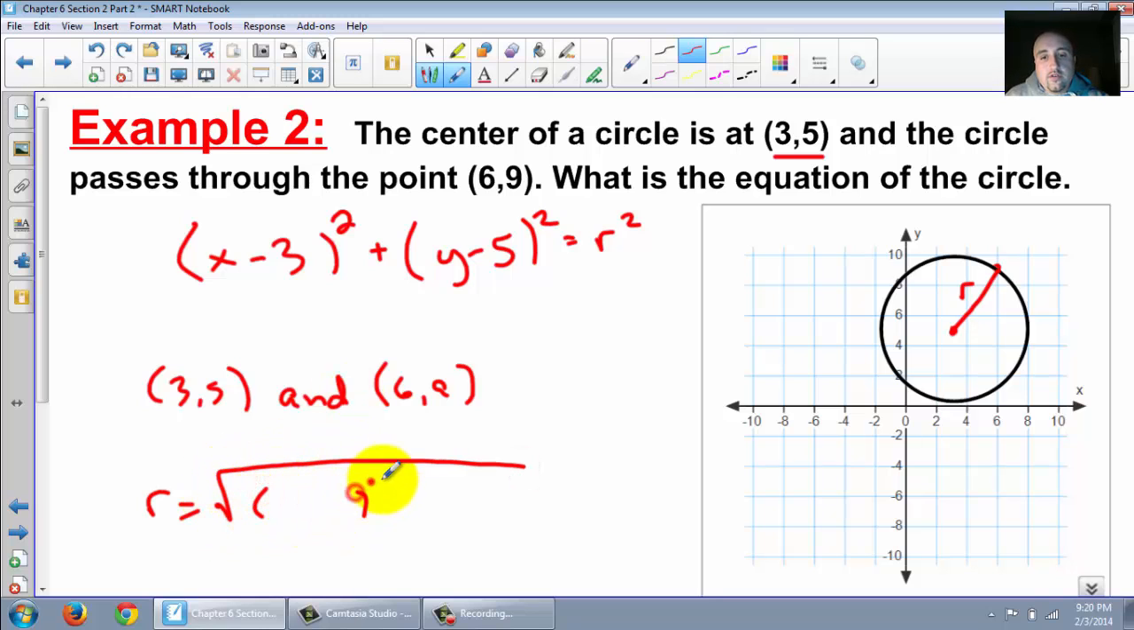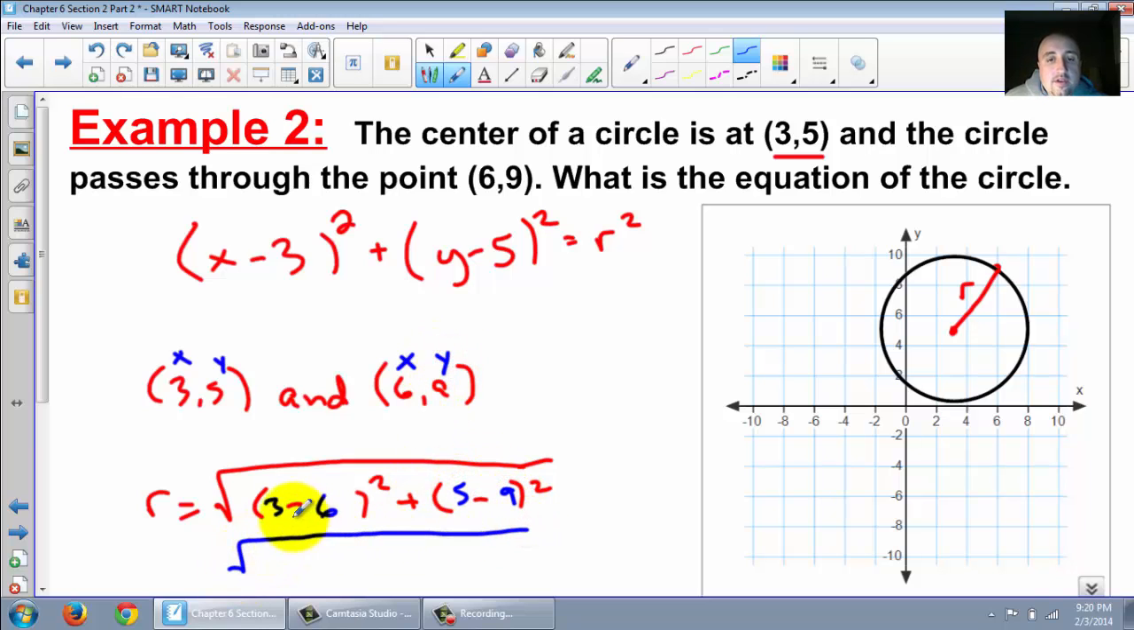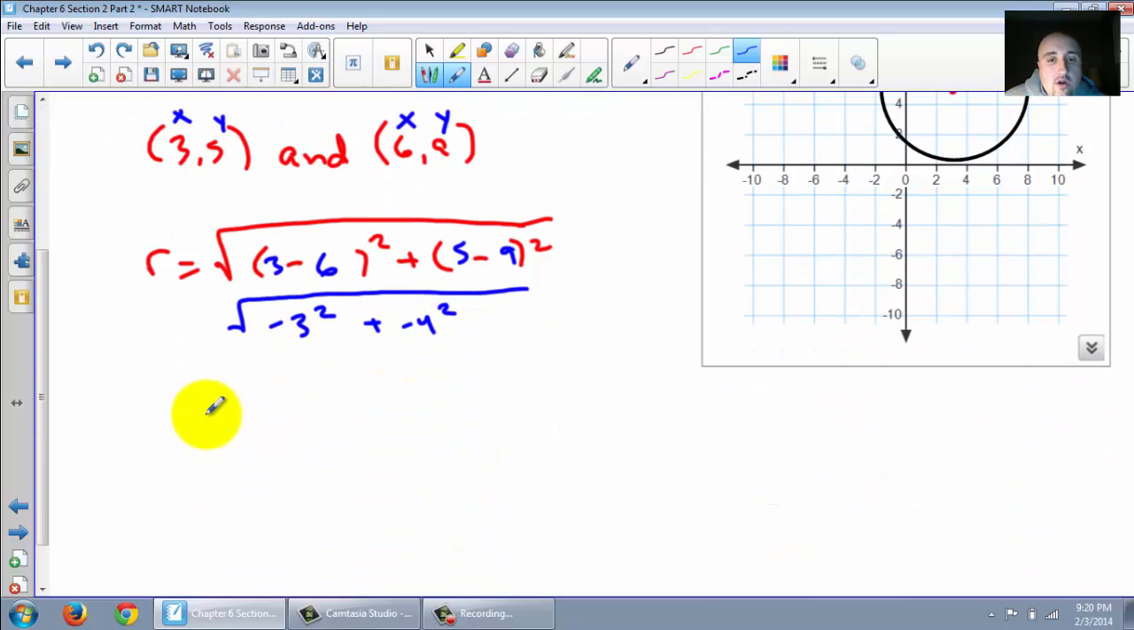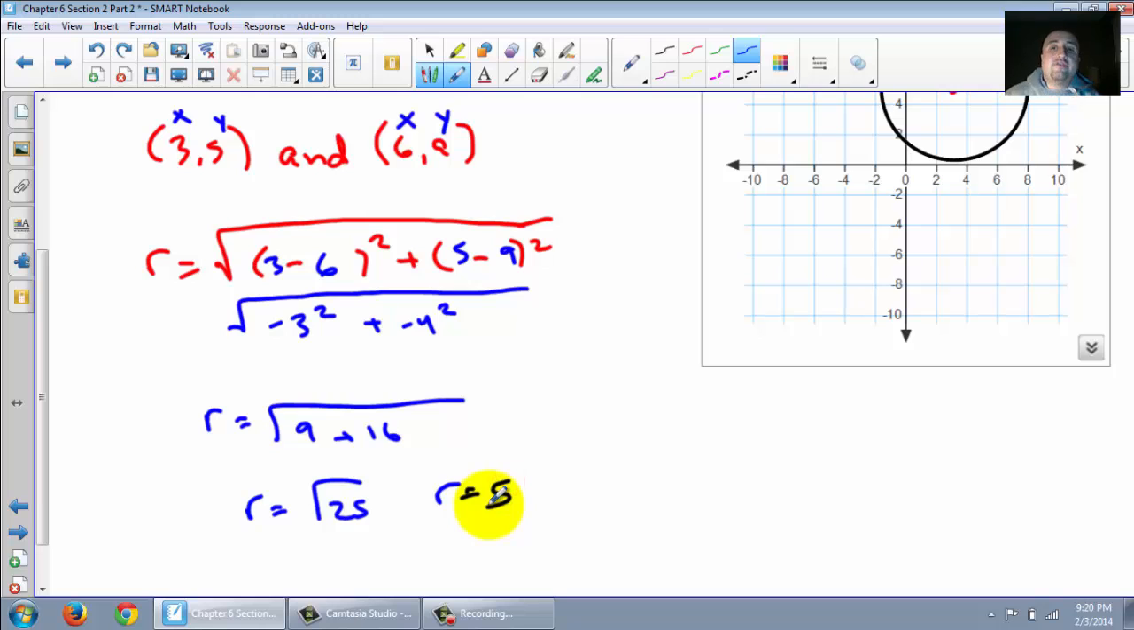Okay, so let's write my skeleton formula. All right, so we're first going to subtract our x's. Our first x is 3, our second x is 6, so 3 minus 6. And then we're going to do our y's, 5 and 9, so 5 minus 9. So 3 minus 6 is negative 3 squared, plus 5 minus 9 is negative 4 squared. And this should give us our radius of 9 plus 16. So r equals the square root of 25, so r equals 5.